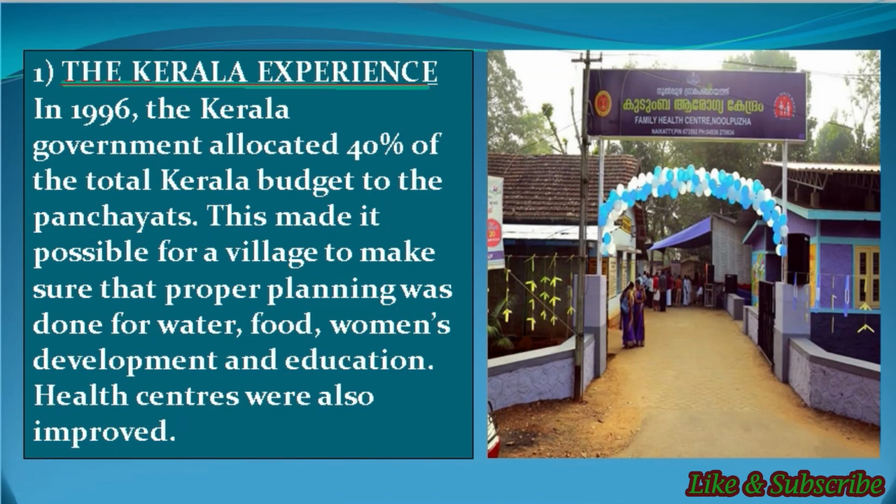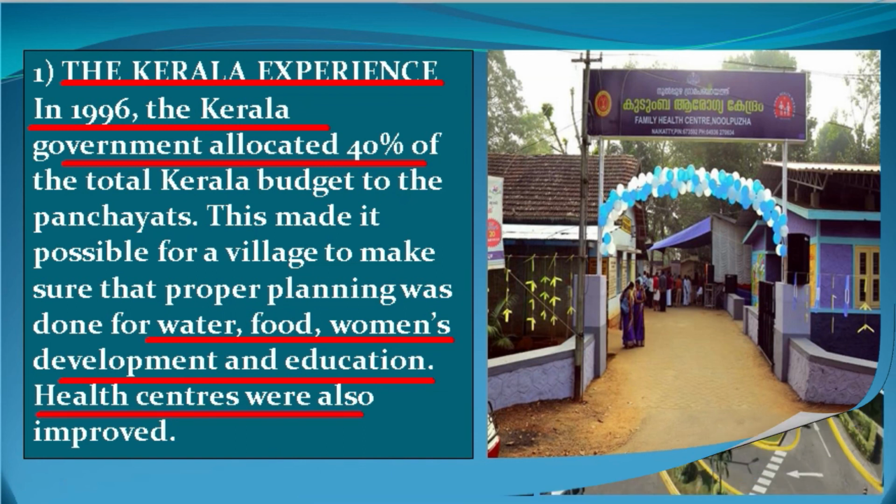The first example is of Kerala. Students, in 1996, the Kerala government allocated 40% of its budget to the rural panchayats and gave them the freedom to plan and provide for the needs in their villages. Through this, there were some positive changes, as the money was used for the betterment of all the facilities in villages like water, food, women's development and education. And as a result, healthcare centers were also improved.